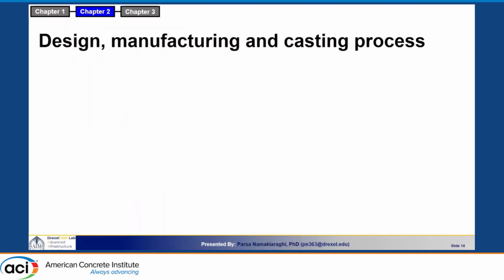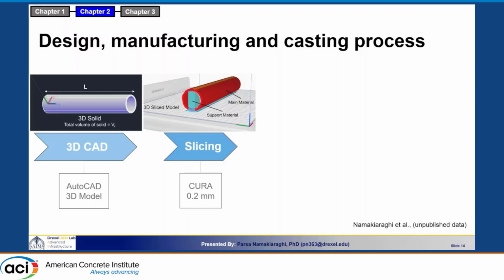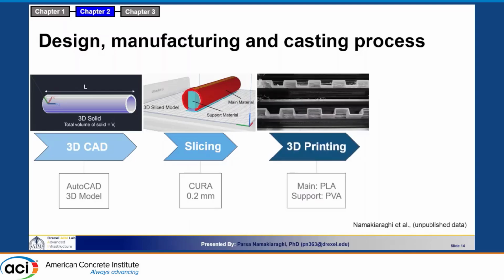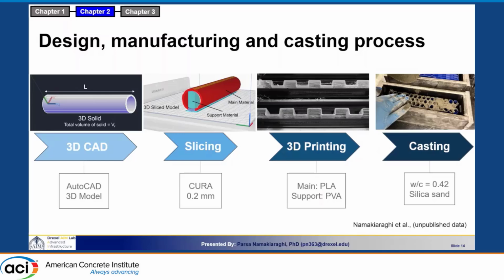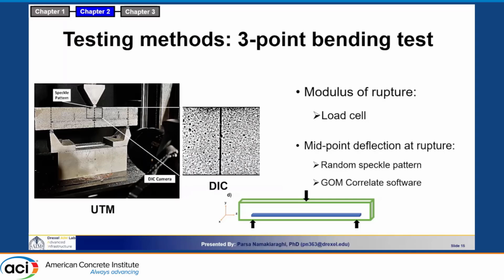So the design, manufacturing, casting process was basically the same as before. First, we came up with the CAD design based on our constraints. Then using Slicer, we were able to 3D print these. And finally, we cast them. So this was not a 3D printing of cementitious composite. This was a cast concrete, but we used 3D printing for the reinforcement. And again, we went back to our 3-point bending test in order to capture the flexural behavior.